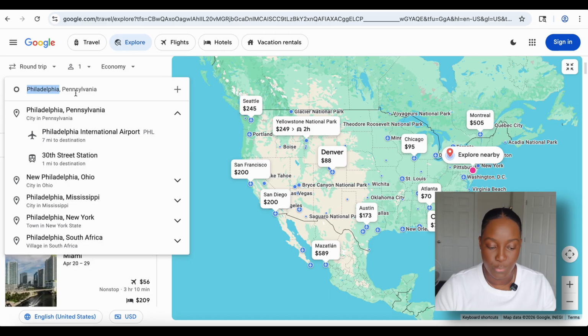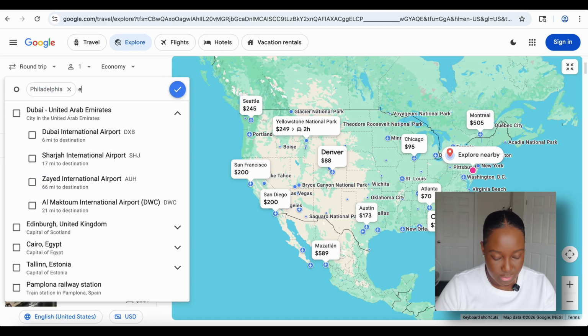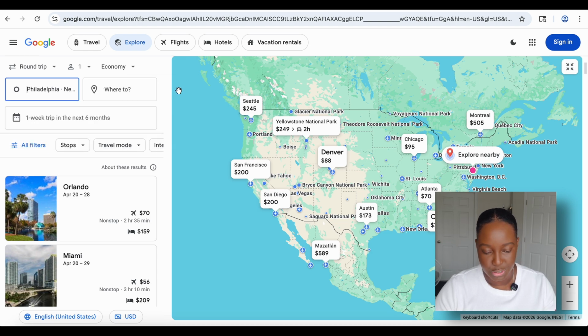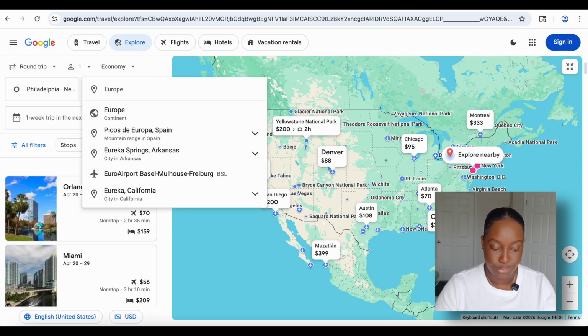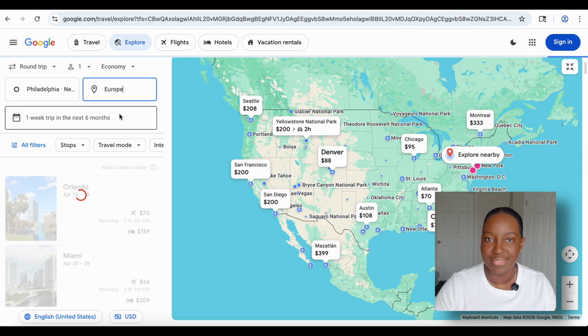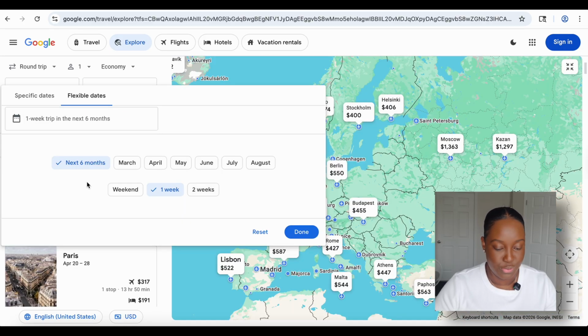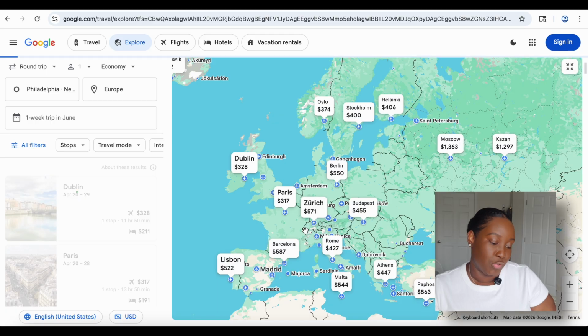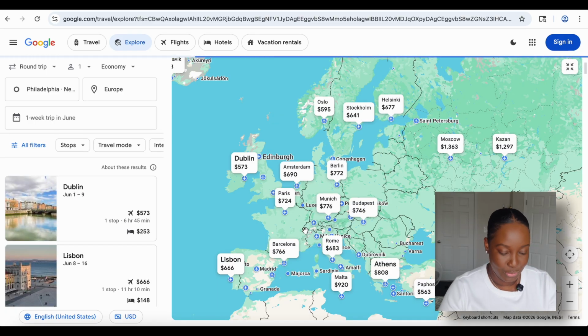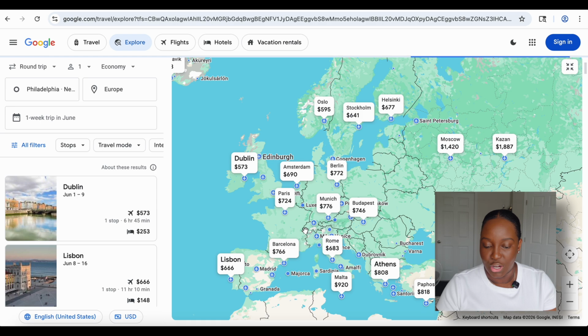All I really need to know to start looking at flights is what is my home airport, which in this case is Philadelphia, but I also like adding EWR, which is in Newark, New Jersey. That's really all I need to know. And I can say I would like to go on a 1-week trip in the next 6 months to Europe. Yes, the whole continent of Europe. We can even narrow it down to, hey, we want to see what flight prices are looking like in June. We want to be more specific. So I would like a 1-week trip to Europe in June, and Google Explore is going to let me know what prices are looking like.